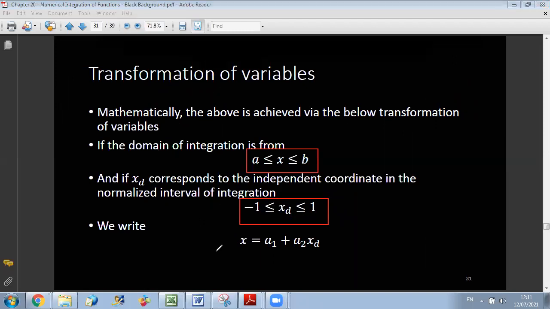How can I do this? I want to define a relation between x and the transformed variable xd in a way that x is obtained as a1 plus a2 times xd. A1 will play the role of sliding the curve, and a2 will play the role of normalization. If you get a1 and a2, you can change variables from x to xd. This is very simple to do because when x is equal to a, xd should be minus 1, and when x is equal to b, xd should be 1.